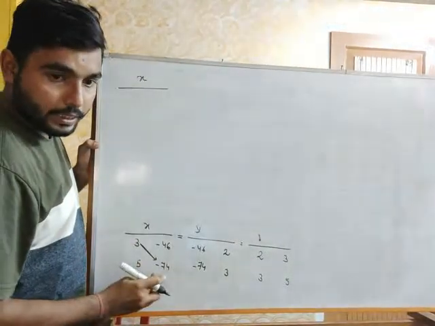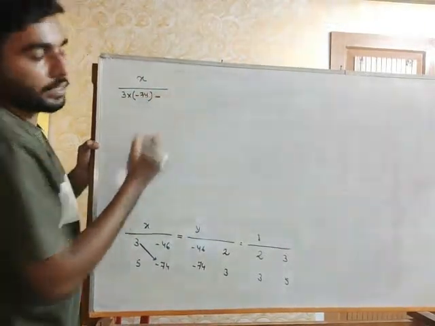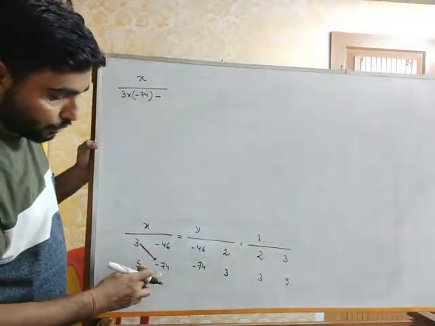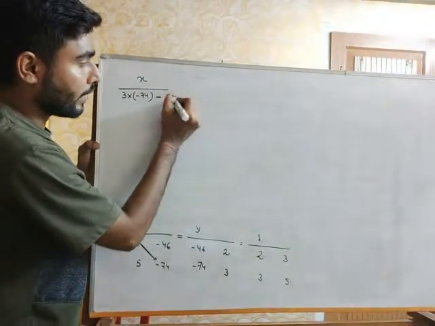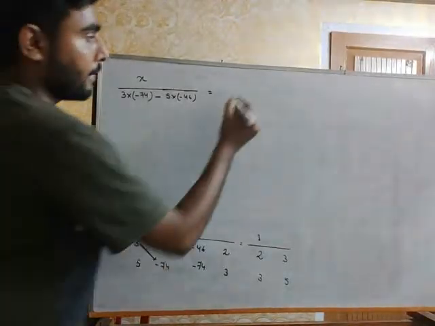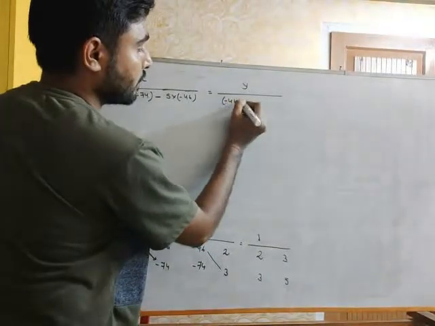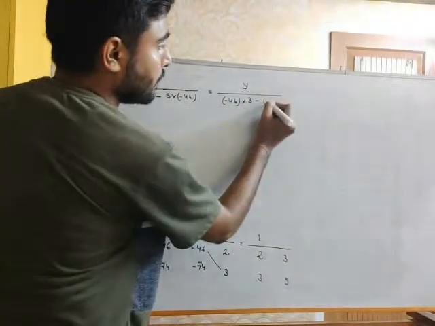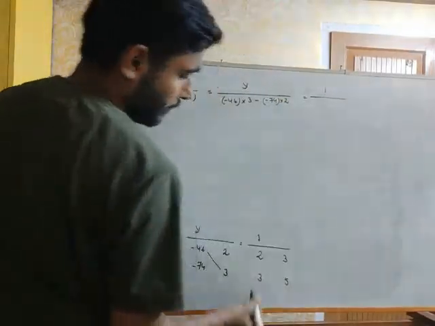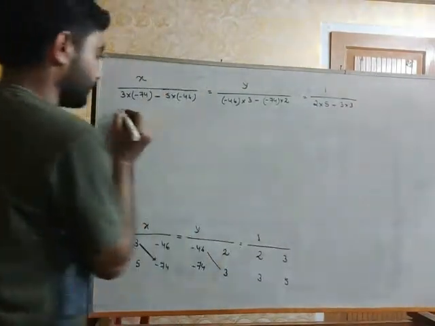3 will be multiplied with minus 74, 3 into minus 74. Minus will be there: product of this minus product of this is the rule. Okay, product of these two minus the product of these two, so 5 into minus 46. Next is what? y. So minus 46 into 3 minus 74 into 2. Then for the constant term, 2 into 5 minus 3 into 3.